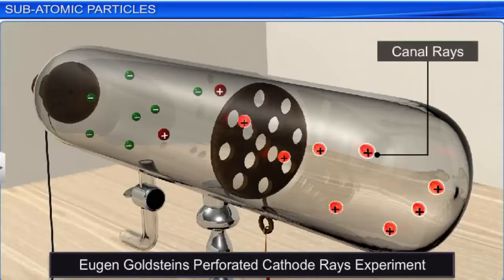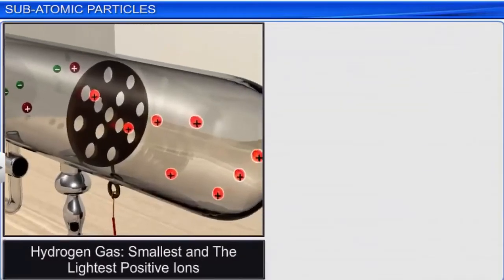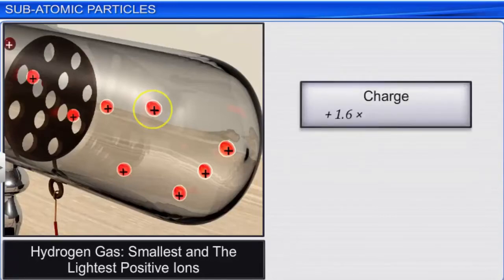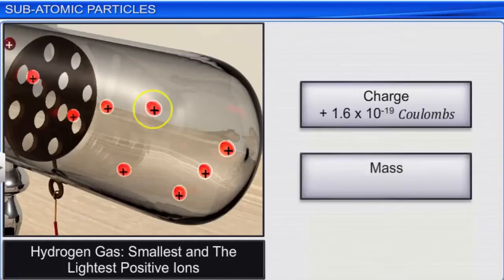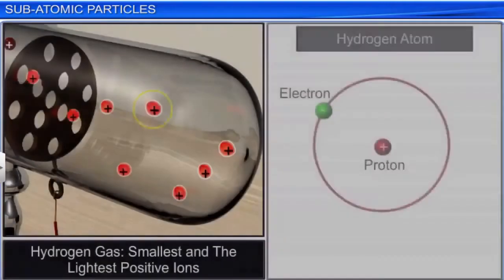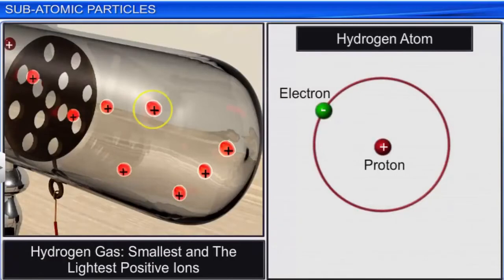They consisted of positive ions, whose charge and mass values depended on the gas inside the discharge tube. Hydrogen gas produced the smallest and the lightest positive ions, with the magnitude of charge the same as that of an electron but positive, that is, +1.6 × 10^-19 coulombs, and a mass similar to that of a hydrogen atom, that is 1.67 × 10^-24 grams. The mass of the positive particles originating from the other gases in the discharge tube was found to be whole number multiples of the mass of those originating from hydrogen gas. Therefore, the positive particles from hydrogen gas, carrying one positive charge and a mass equivalent to a hydrogen atom, were taken as the fundamental particles of any atom and were named protons.